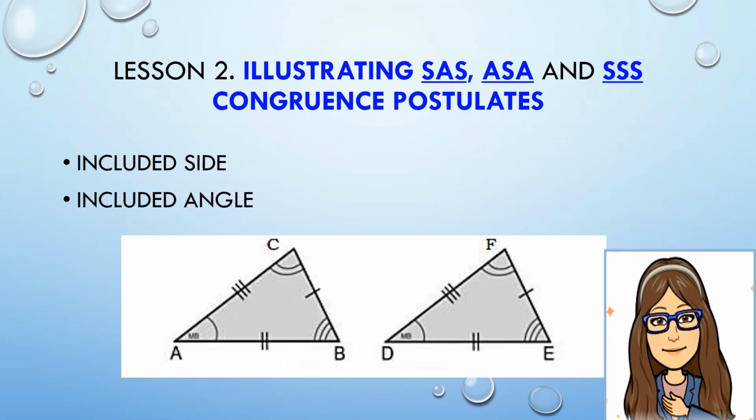The side with 2 tick marks, segment AB, is the included side of angle A and angle B, while the side with 3 tick marks, segment AC, is the included side of angle A and angle C. Included angle is an angle between two sides of a triangle. Let's look at triangle DEF.